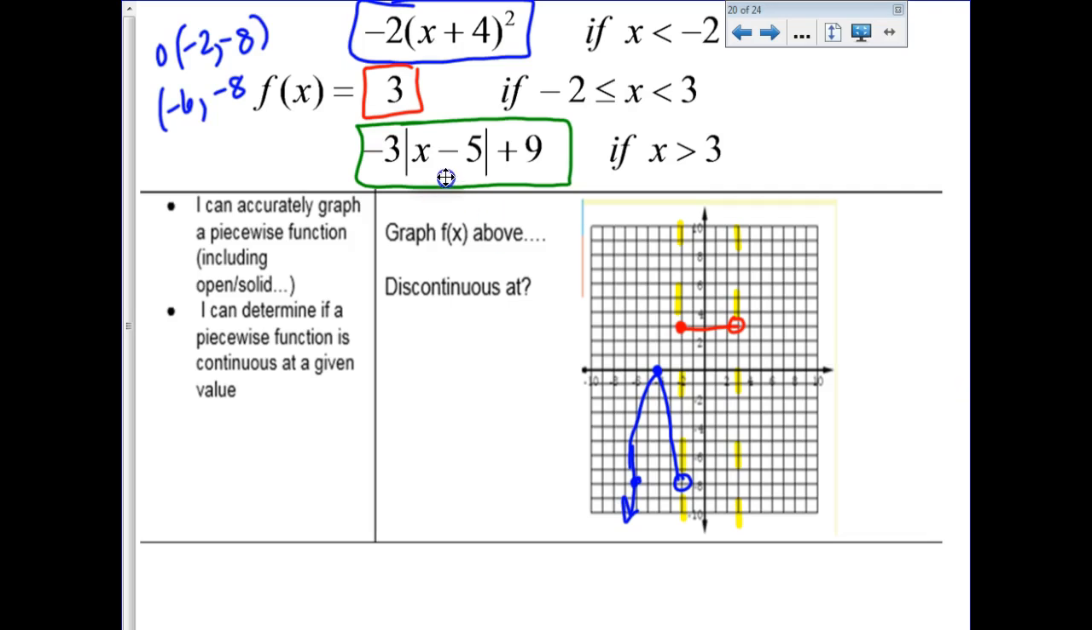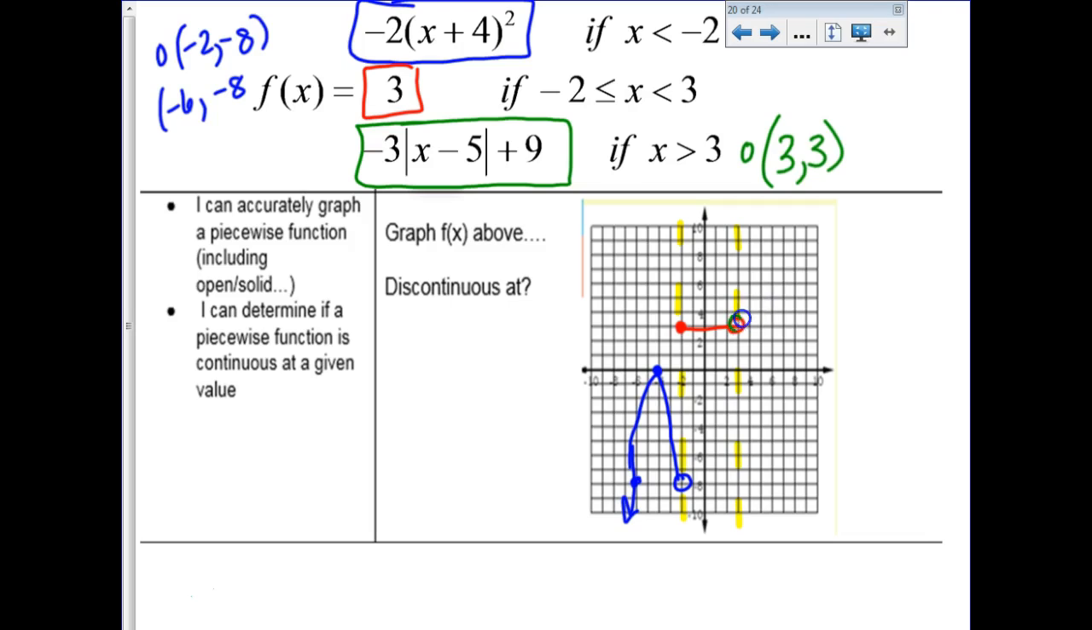And then this last piece, this is an absolute value function. I'm going to go ahead and figure out the boundary line point, even though it doesn't really exist. So I'm going to make a note that I got to put an open circle. But open circle, when you plug in x equals 3, let's see. 3 minus 5 is -2. Absolute value of -2 is 2. -3 times 2 is -6. -6 plus 9 is 3. So at 3, 3, I'm supposed to graph an open circle.